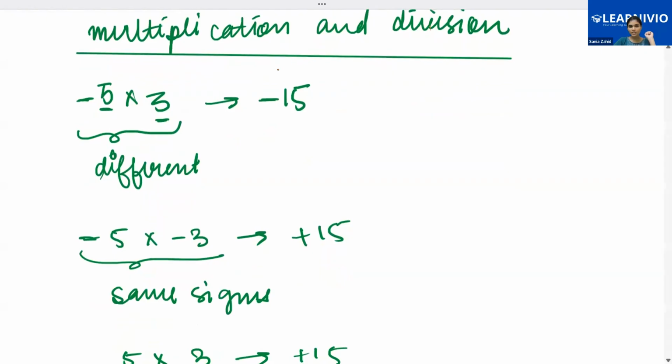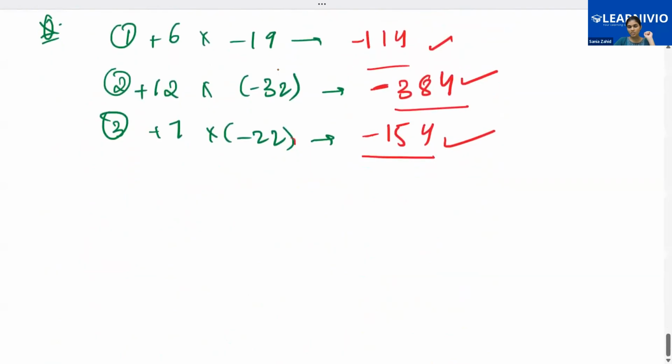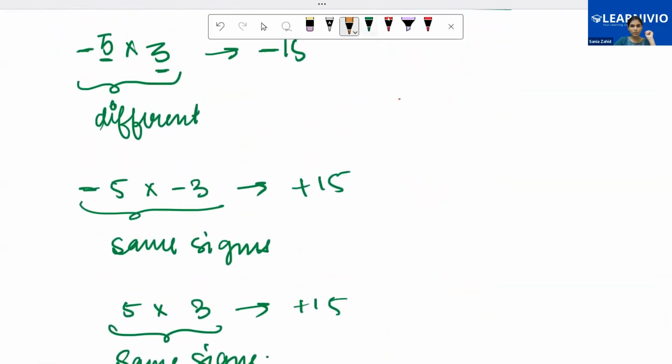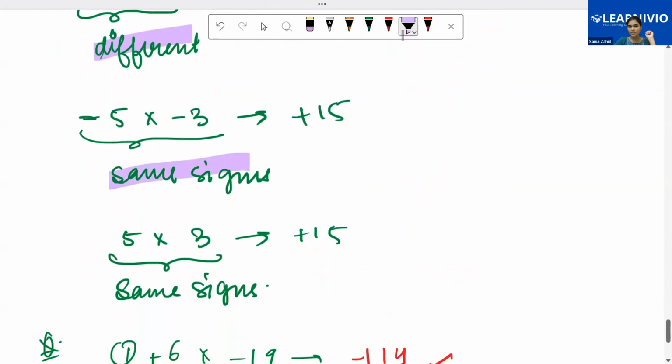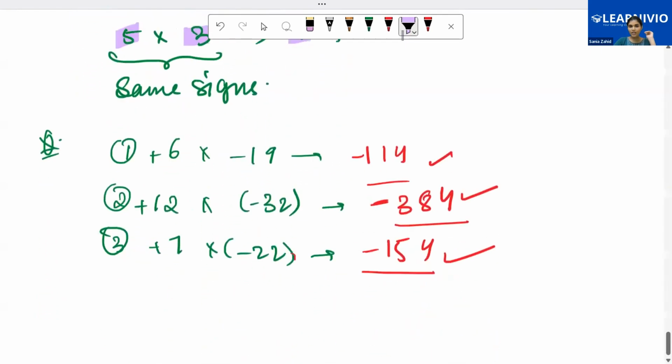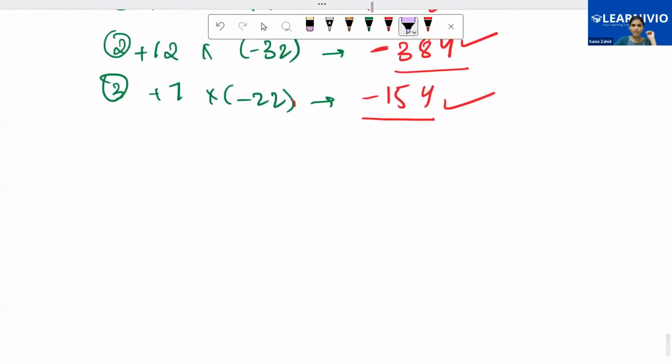Now we have multiplication and division. I told you that in multiplication and division, whenever we have different signs in the numbers, like we have a -5 and a +3, the answer will have a negative sign. If we have the same signs, then the answer will have a positive sign. Like negative and negative, or positive and positive, I will have a positive sign. So whenever there are different signs in the numbers, I will have a negative sign. Whenever I have same signs in two numbers, I'll write a positive sign. Clear?